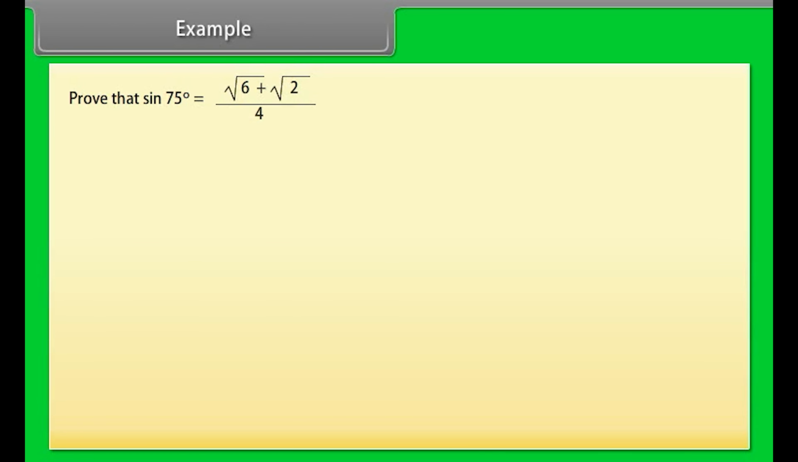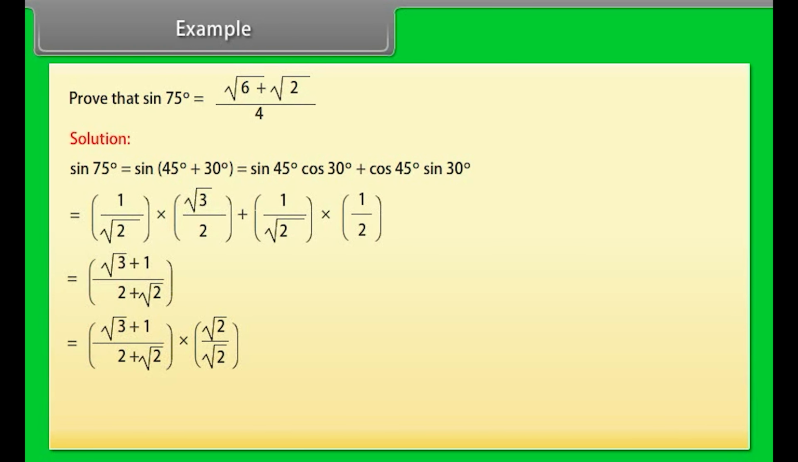Example. Prove that sine of 75 degrees is equal to root 6 plus root 2 by 4. Solution. Sine of 75 degrees is equal to sine of 45 degrees plus 30 degrees. That is sine 45 degrees into cos 30 degrees plus cos 45 degrees into sine 30 degrees. By solving it, we get root 6 plus root 2 by 4.